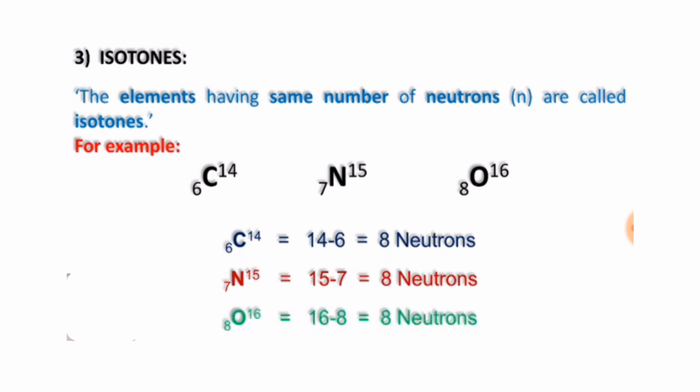When we come to isotones, the elements having the same number of neutrons are called isotones. So coming to carbon, nitrogen and oxygen, when you subtract the atomic number from the mass number: for carbon, 14 and 6, 14 minus 6, I get 8 neutrons. For nitrogen, 15 and 7, 15 minus 7, 8 neutrons. For oxygen, 16 and 8, 16 minus 8, 8 neutrons. The elements having the same number of neutrons are called isotones.